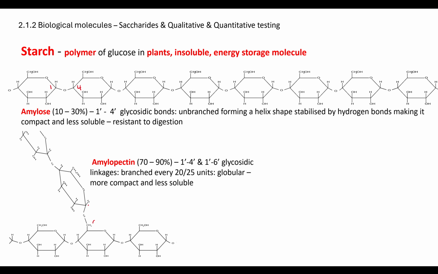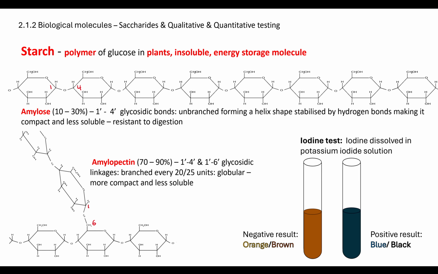Now that not only has a 1 to 4 glycosidic bond, but it also has a 1 to 6 glycosidic bond. That therefore means that this is now branched. So for every 20 to 25 units, you will have a 1 to 6 glycosidic bond. So this branching off makes it more compact and even less soluble than the amylose. So it's a globular molecule which is held together, more compacted.